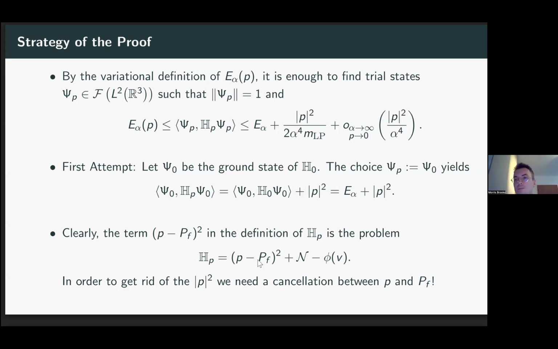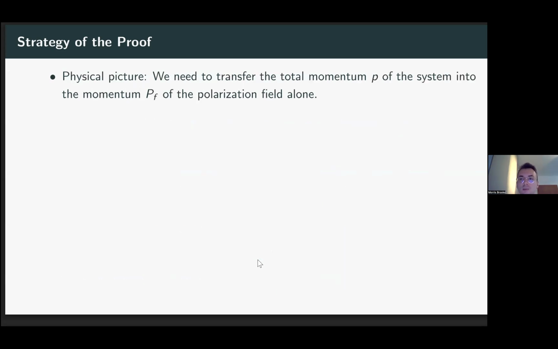Now, I want to explain this problem to you on 2 levels. I first want to explain this in the physical picture. Here, what we need to do is transfer the total momentum of the system and put it only into the polarization field degrees of freedom. And this is actually very close to the process I would imagine in my head. This is just what I would think, but let me paint you a picture.